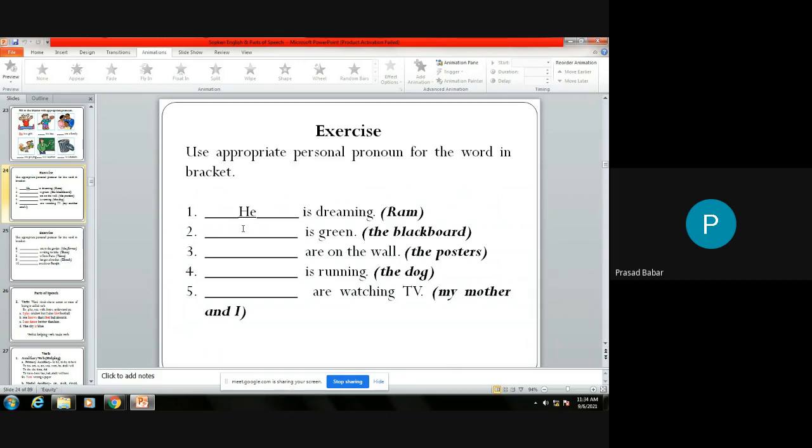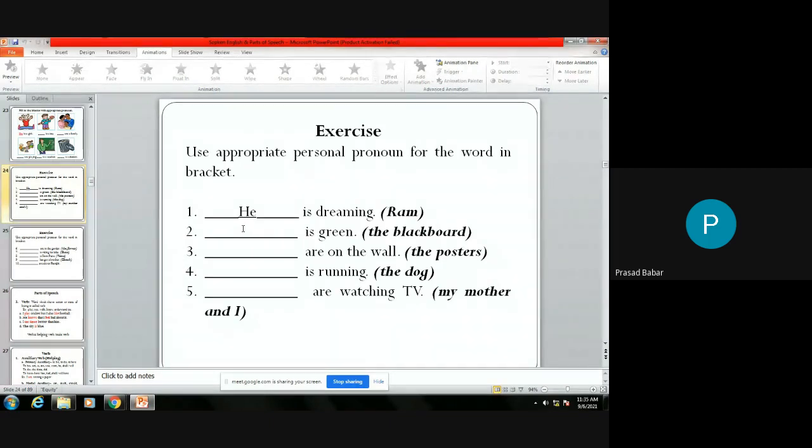Ram is dreaming. So which pronoun will we use instead of Ram? We'll use he. Yes. The next is the blackboard is green. So guess its pronoun. To replace the blackboard, which pronoun will we use here? It. Yes, correct. It is green.